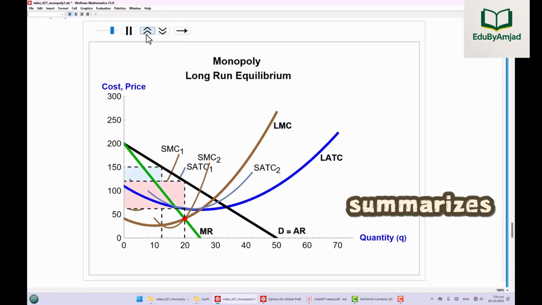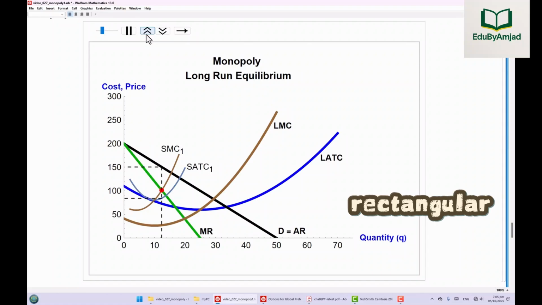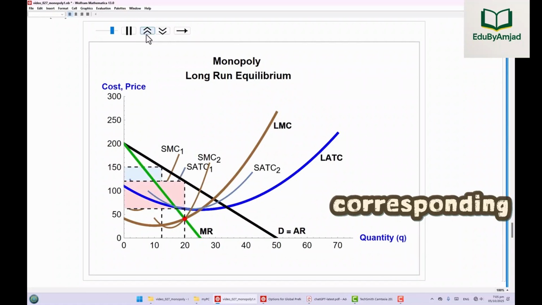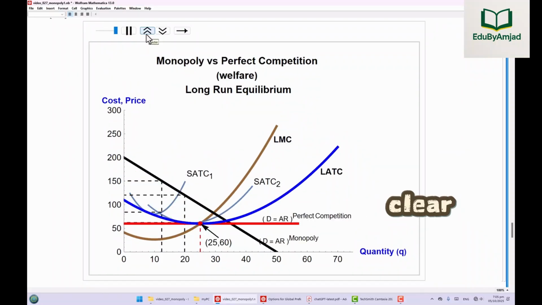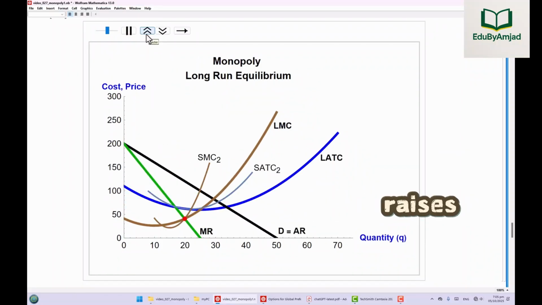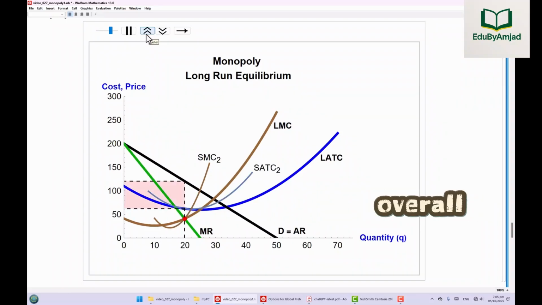This animation summarizes the three scenarios, their equilibrium points, rectangular profit areas, and corresponding values. In short, the comparison makes clear that monopoly restricts output and raises price, while perfect competition achieves greater efficiency and overall welfare.